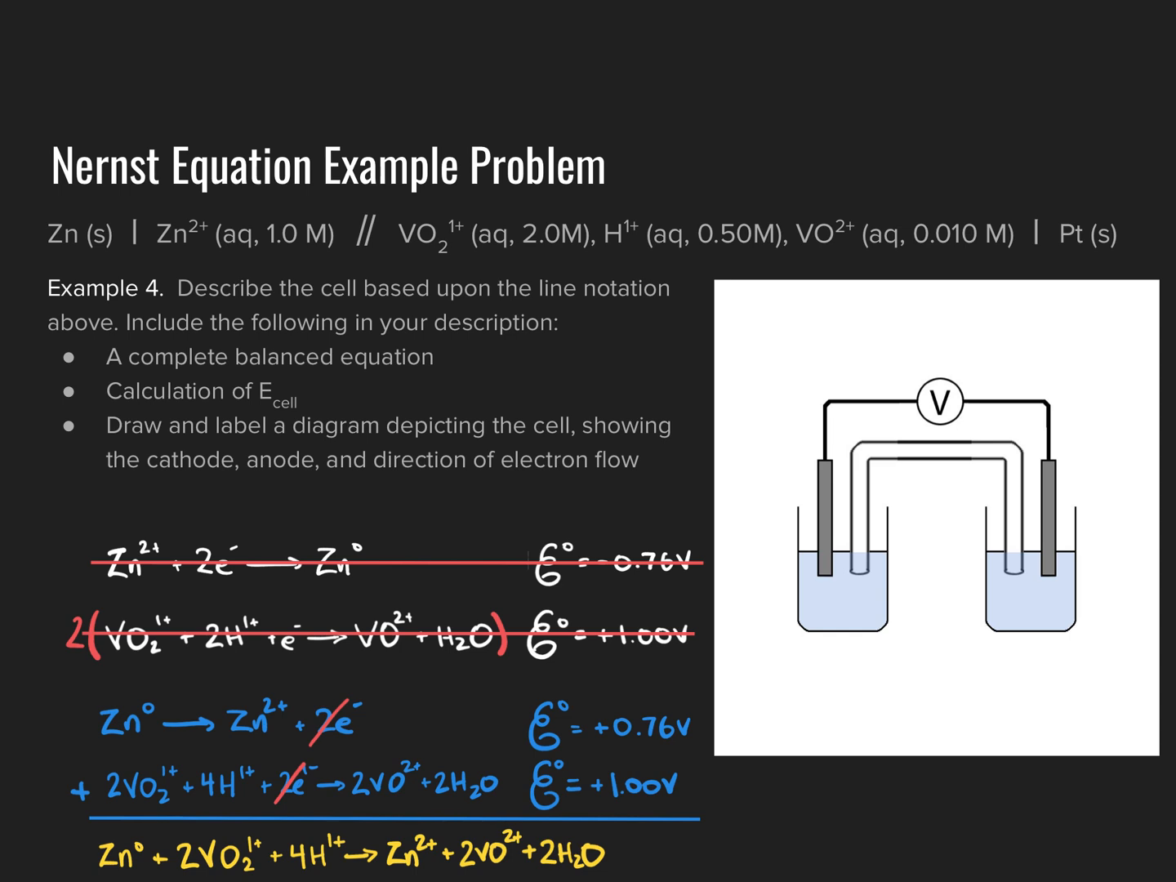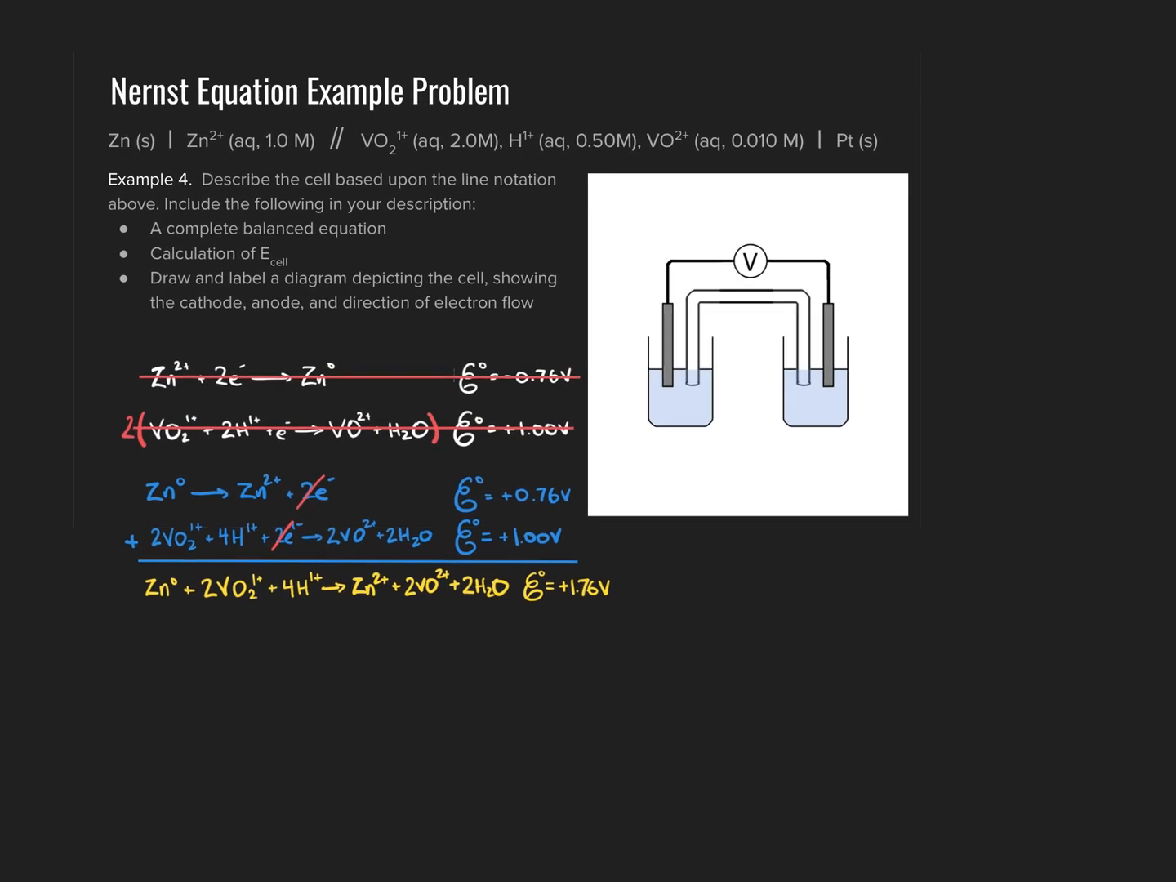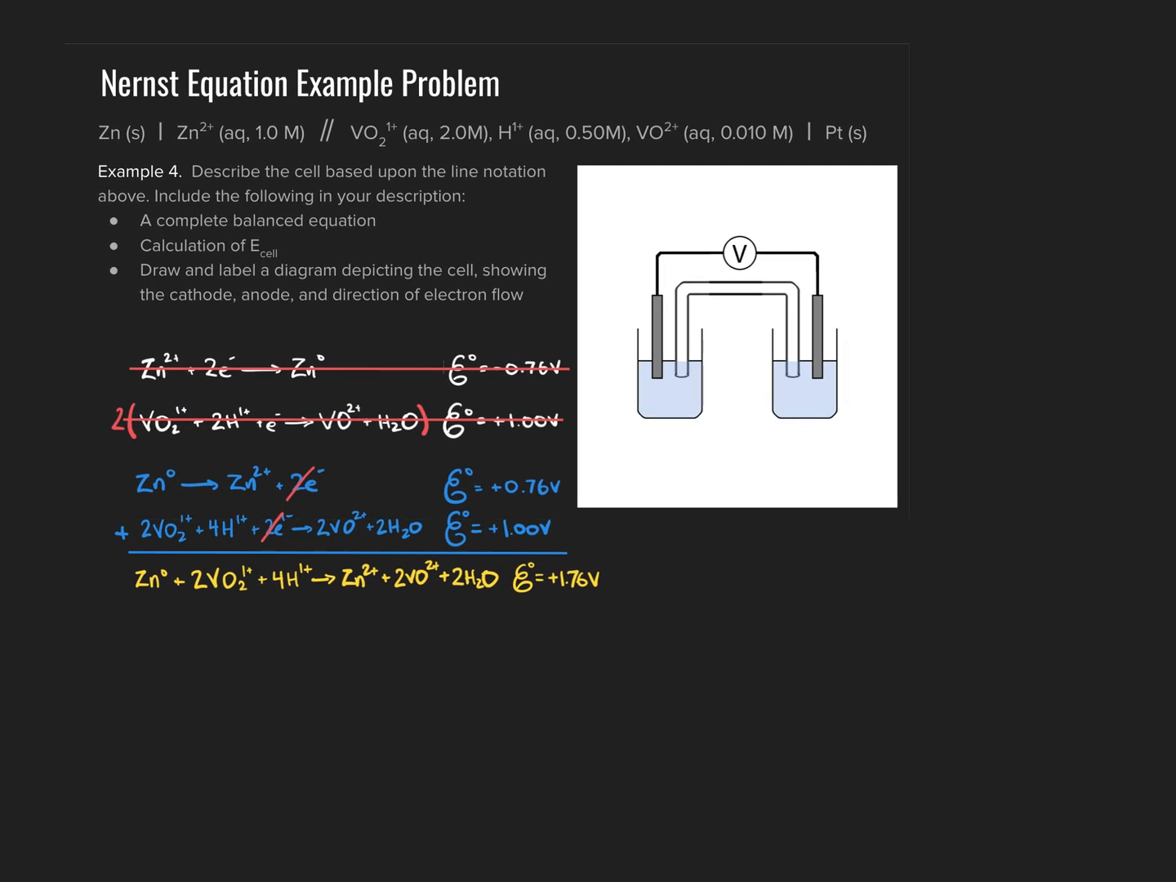And again, I'm now going to sum together the cell potentials of my oxidation half reaction and my reduction half reaction, yielding a cell potential of this cell under standard conditions of 1.76 volts. Now, I've got a standard cell potential, but this cell is not operating under standard conditions. We have a variety of different concentrations of the aqueous species present here, which implies now it's time to apply the Nernst equation to calculate the cell potential of this cell as it operates under these non-standard conditions.